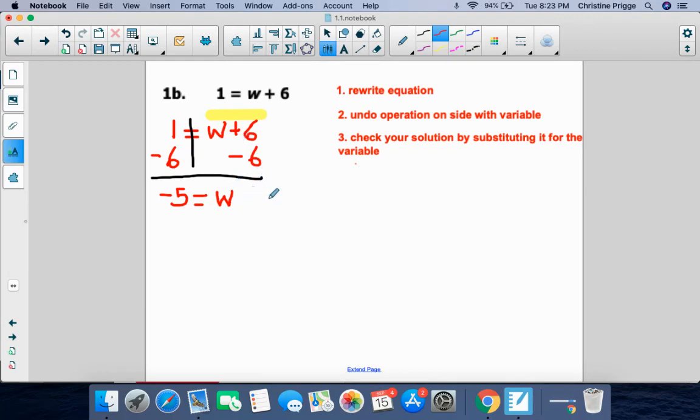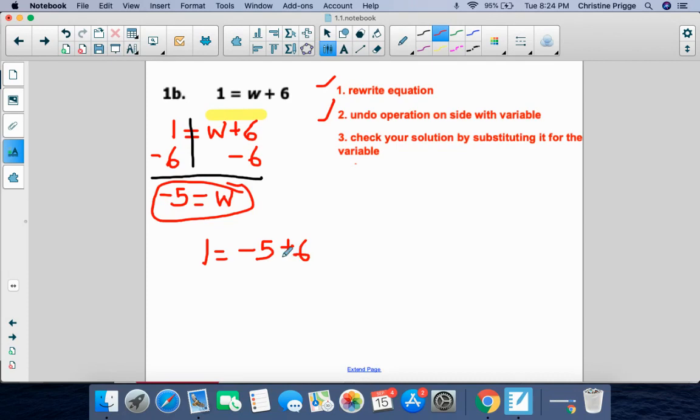Do I have to add the plus 0 down here? No, I do not, because at this point, I have my solution. My variable is all by itself, and I have an answer for my variable. But I'm still not finished. I need to do step 3. We did this. Step 3, check my solution by substituting it in for the variable. So, okay, I'm going to rewrite my equation now. 1 equals, and instead of the W, I'm going to write negative 5, because that's the value I found for my variable, W. And I'm going to add the 6 just like it says in the original equation.